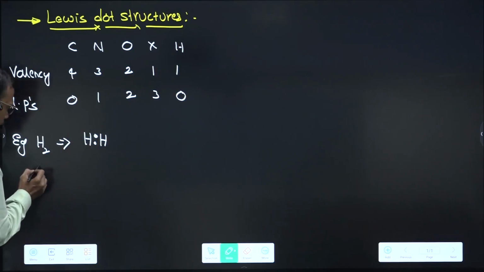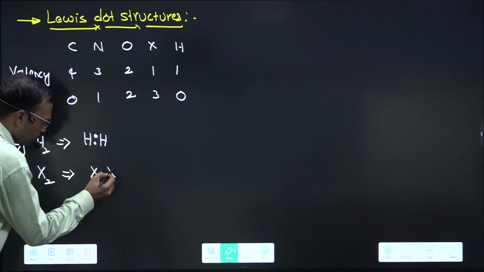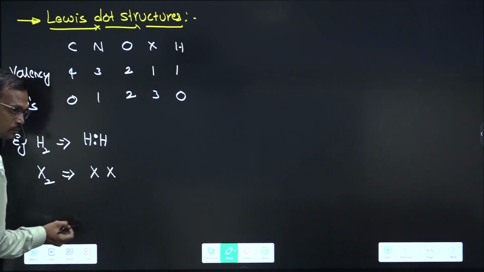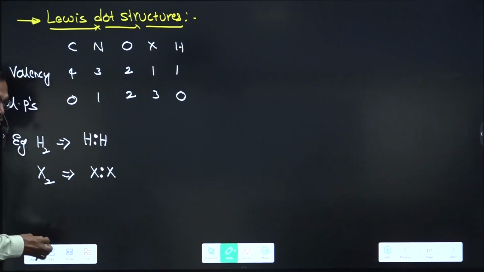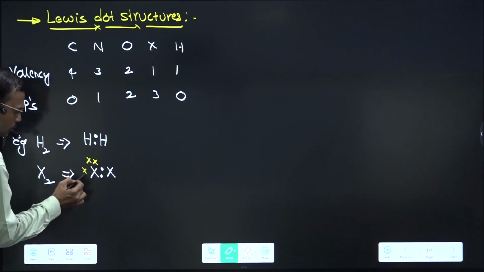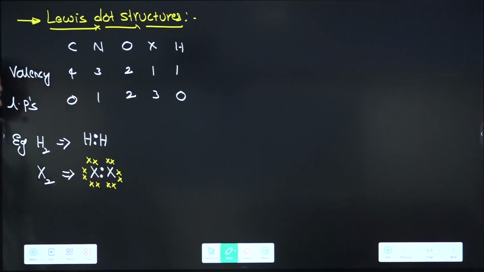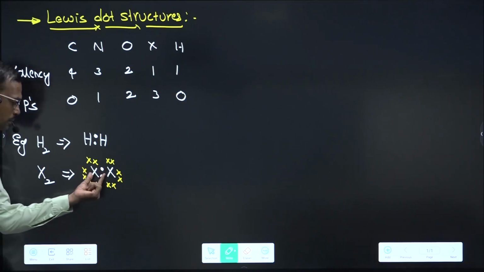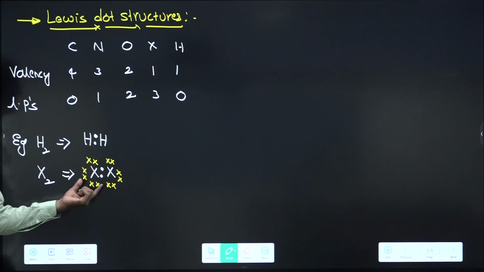Clear? Suppose I write X2. What is the meaning of X2? Halogen. So now this is a halogen, here one more halogen. Between two halogens, how many electrons are present? 2 electrons. Every halogen has how many lone pairs? 3 lone pairs: 1 lone pair, 2 lone pair, 3 lone pair. If I write a cross symbol, it is a lone pair. If I write dots, it is a bond pair. So this is a bond pair present between two halogens. If 2 electrons are present between two halogens, is it a single bond or double bond? Single bond. Suppose I write 4 electrons, then it is a double bond.